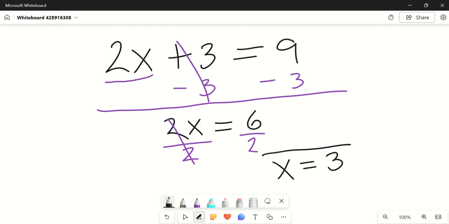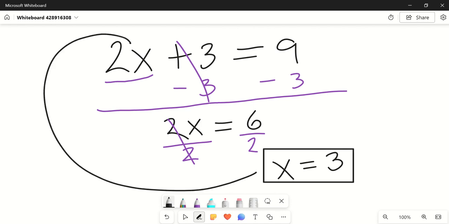And that's it. And then you know how to check your answer? Yeah. Plug it in. What's 2 times 3, plus 3, would equal? And that makes a true statement: 9 equals 9. Therefore, it's true. So take whatever x equals, plug it into the original, see if it works, and if it does work, cool, you're good. If it doesn't work, go back and figure out what you did wrong. Okay.